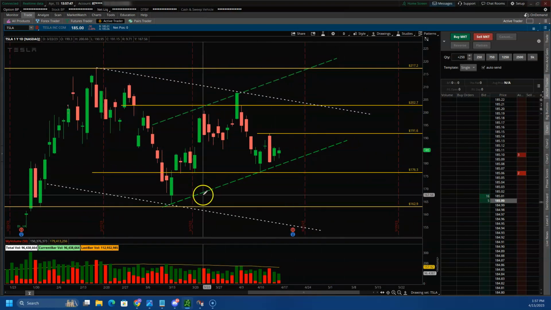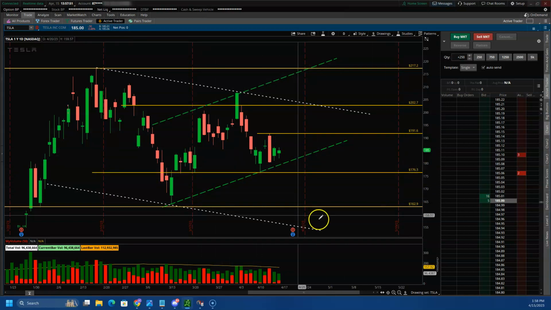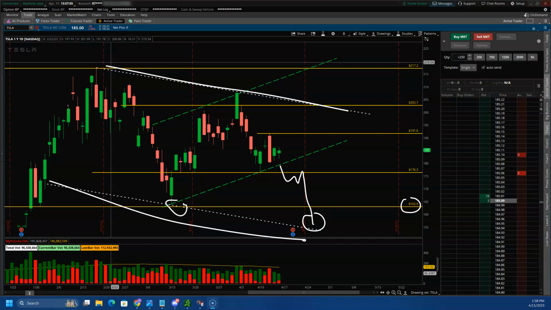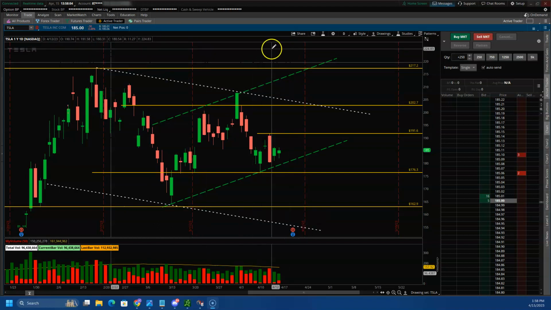On the downside, if it breaks down below this uptrend line, gives up 176.3, then definitely this white channel comes into play, which means we can just move towards here. This is a support as well, 163. Okay, so that's how you can plan for this name.